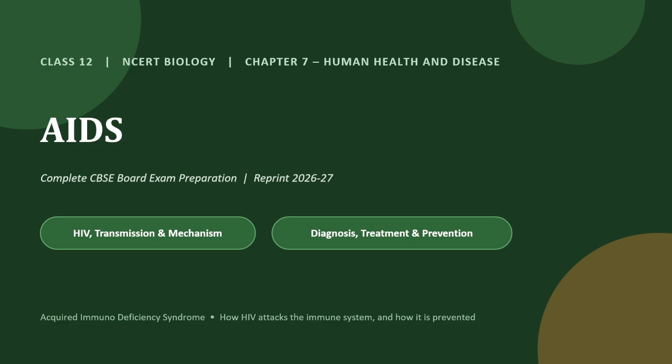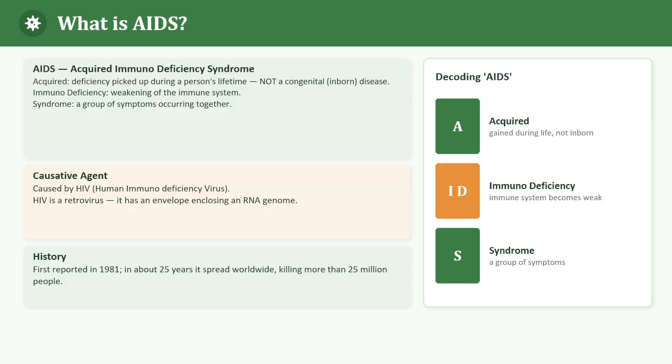Today we are going to see class 12 biology chapter 7, human health and disease. In that we are going to see AIDS. So have you heard the word AIDS before? What does AIDS actually stand for? So let's break the word into four parts.